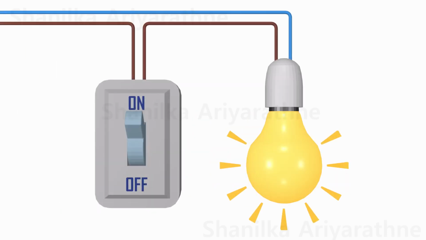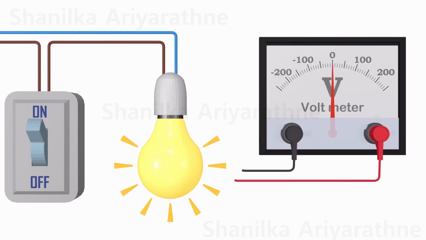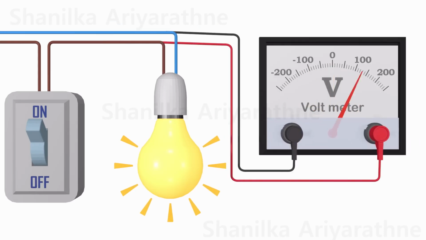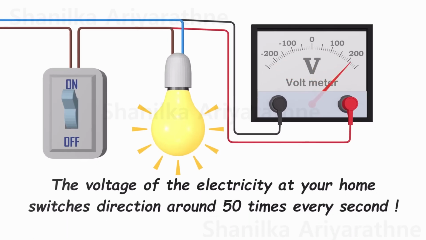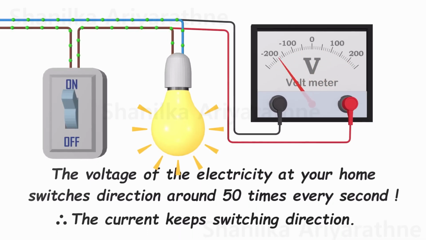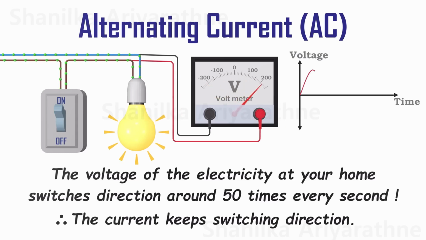Did you know that the voltage of the electricity in your home undergoes rapid changes? This is because the electric current alternates its direction continuously, creating what we call alternating current. If you were to graph the voltage over time, it would resemble a wave-like pattern, similar to a sine graph in trigonometry. Hence, we refer to this waveform as a sinusoidal wave.